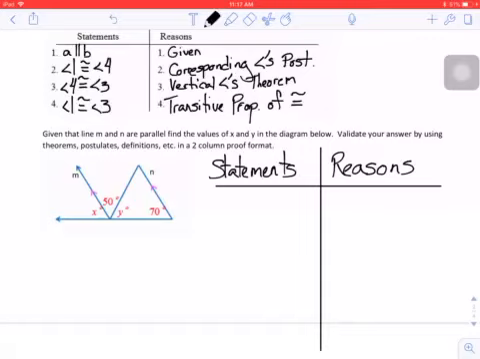So we are given here that line M and line N are parallel. To find the values of X and Y in the diagram below, validate your answer by using theorems, postulates, definitions, etc. in a 2-column proof format.